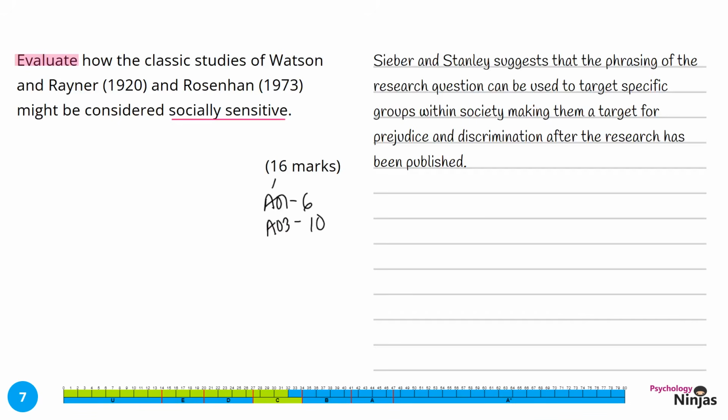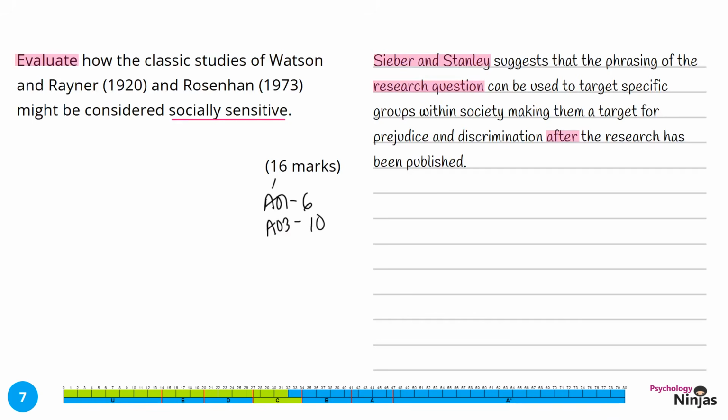Sieber and Stanley suggest that the phrasing of the research question can be used to target specific groups within society, making them a target for prejudice and discrimination after the research has been published. We've conducted our AO1 by explaining socially sensitive research, and it's critical that we talk about Sieber and Stanley. One of the ways in which it might be socially sensitive is about the research question. It's also key when we talk about socially sensitive research that we focus on this being after publication rather than during the design of the study.